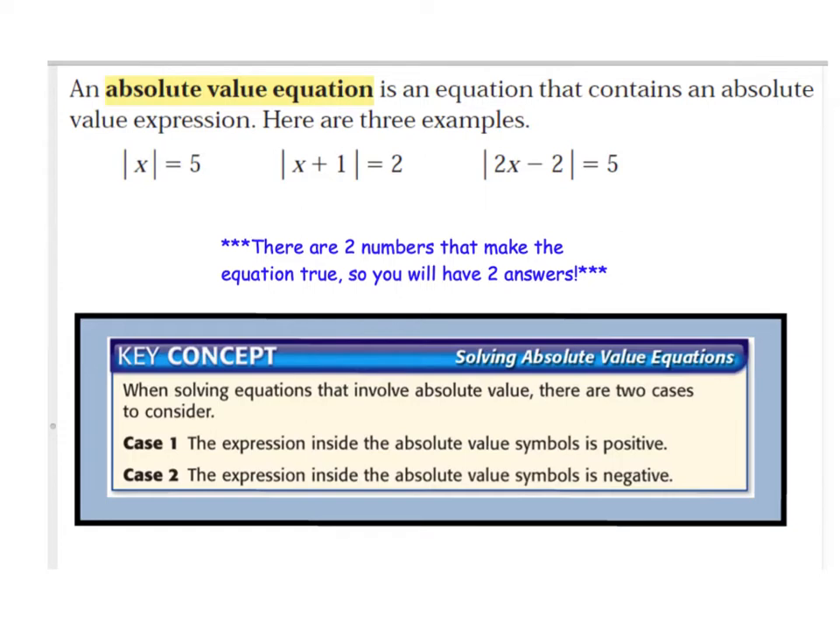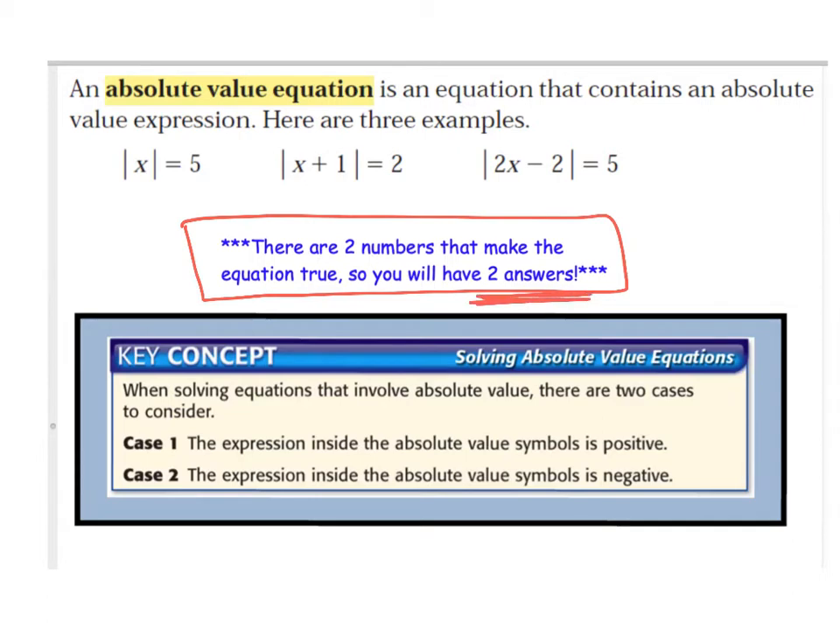An absolute value equation is an equation that contains an absolute value expression. So here are a couple examples. This is the big part. There are two numbers that will make the equation true. So you will have two answers. You will have the positive case and you will have the negative case. Because if the absolute value of x is 5, I'm going to have a positive 5 and I'm going to have a negative 5. So I'm going to have two cases.